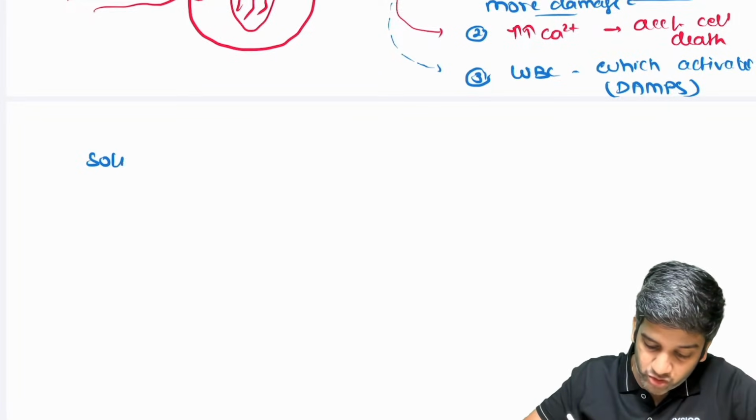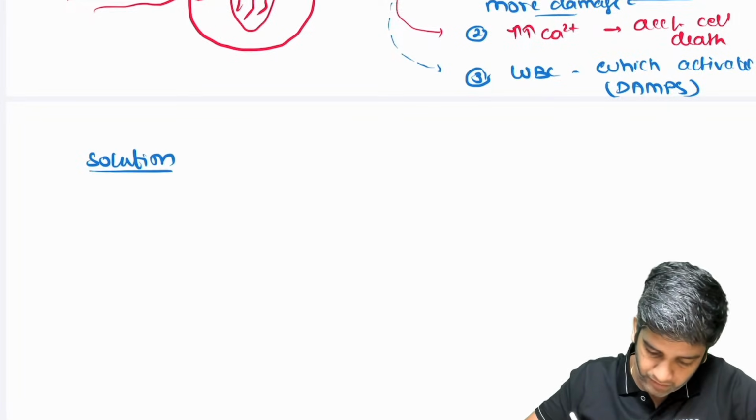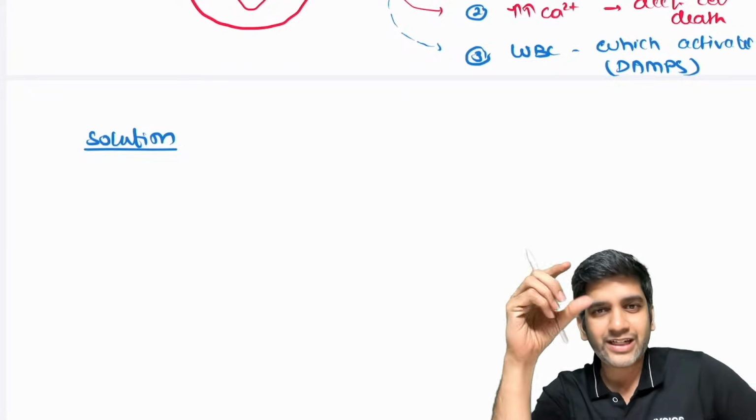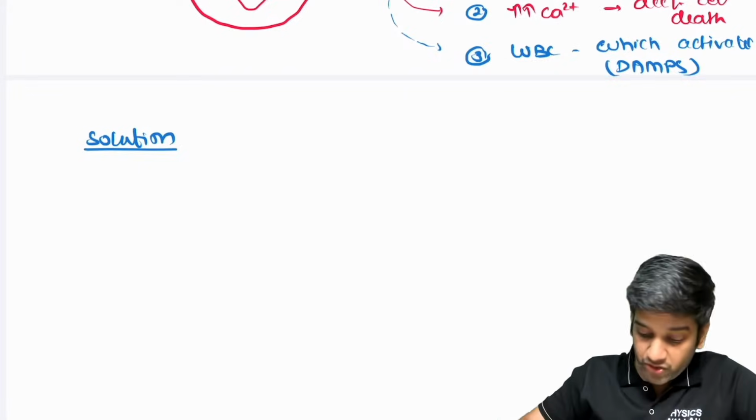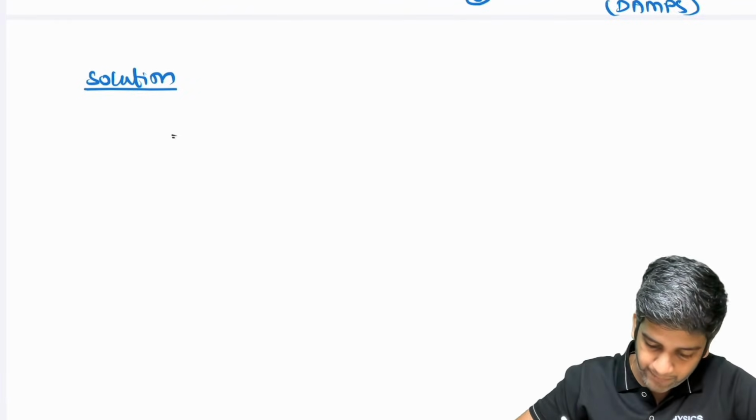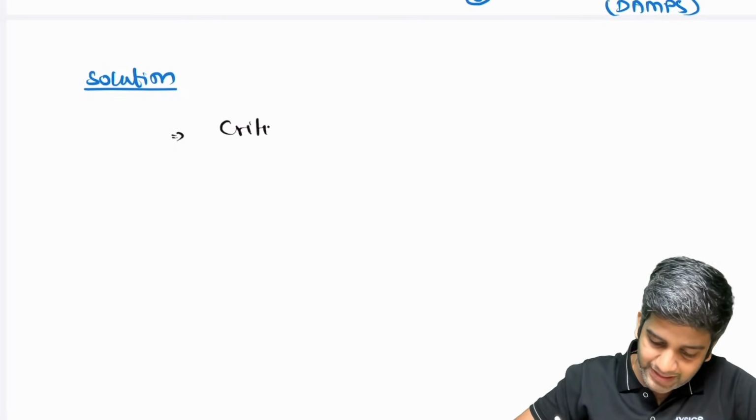The solution, this also has to be written if it's a short note. If it's a 3-mark question, just write what is the reason, that's more than enough. Solution is very simple. The time. There's something called a critical time.